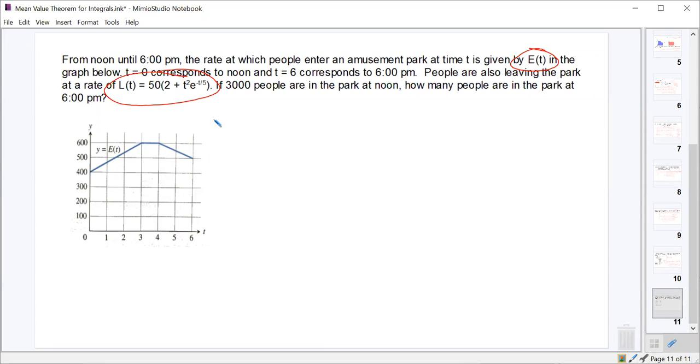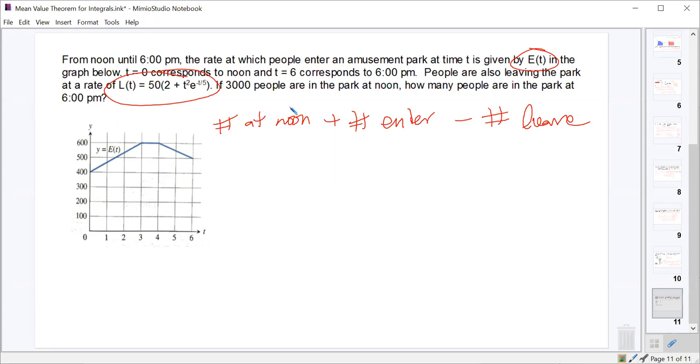So in order to figure out how many people there are, first we need to know the number of people at noon that were already in the park. Then we add the number that enter, and then we subtract the number that leave. That's how you get the number at 6: the number that are there, plus the number that enter during the time period, minus the number that leave during the time period. That should be the total number at the end. True?